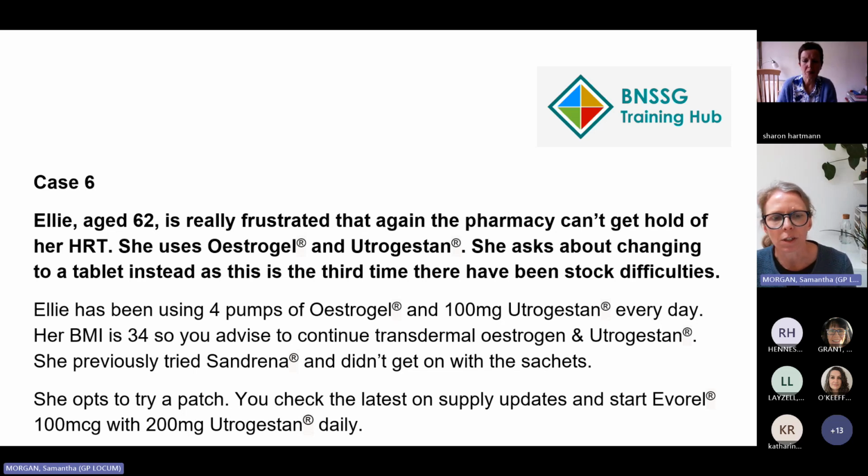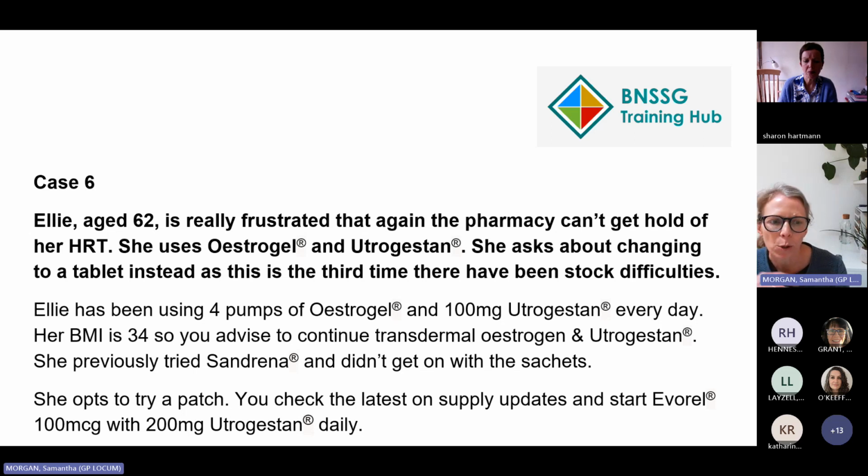And so you can check on those equivalence charts and look at the supply updates and pick an appropriate patch. As we've picked up on already, you've noticed that she's on a high dose estrogen and she's got some risk factors for endometrial cancer. So you can advise about increasing the Utrogestan to 200 milligrams each night. And then probably also worth checking to see if she's been having any bleeding, because if she has, she would be somebody who would count as needing a 2-week referral.